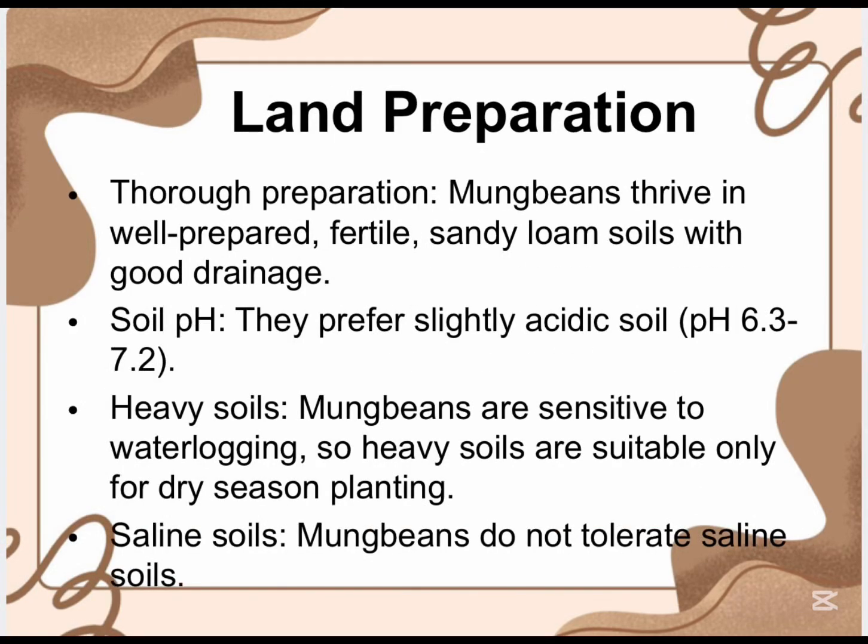Land preparation. Through preparation, mung bean thrive in well-prepared, fertile, sandy loam soil with good drainage. Soil pH: they prefer slightly acidic soil, pH 6.3 to 7.2. Heavy soils: mung bean are sensitive to waterlogging, so heavy soils are suitable only for dry season planting. Saline soils: mung bean do not tolerate saline soil.